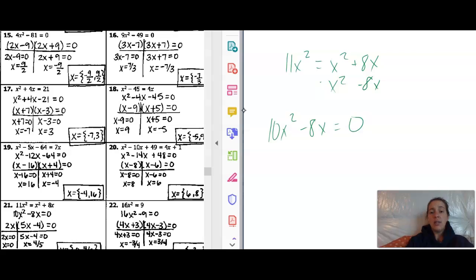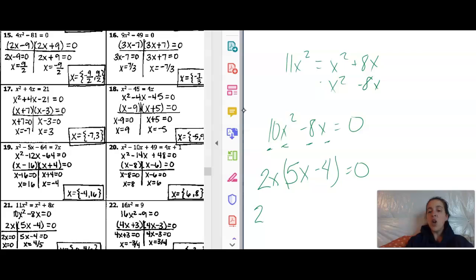So the first thing I'm going to do is ask, is there something I can factor out of each piece? Well, I see that both my numbers are divisible by 2 and both of my terms have an x value. So I can factor out 2 and factor out that x. When I divide that out, I'm left with 5x minus 4 equals 0. Now I'm at a place where I could set each of these pieces equal to 0 and actually be able to solve them.